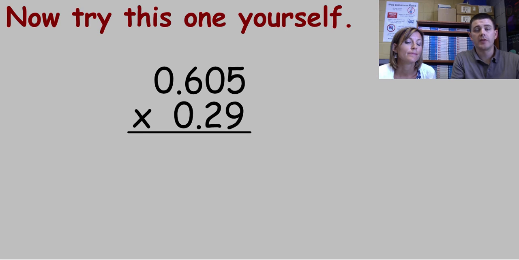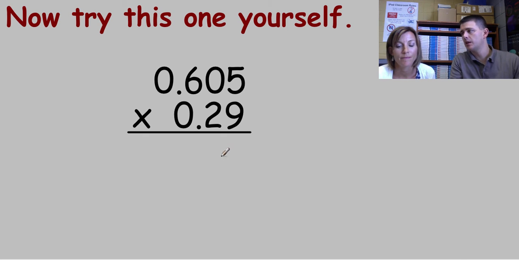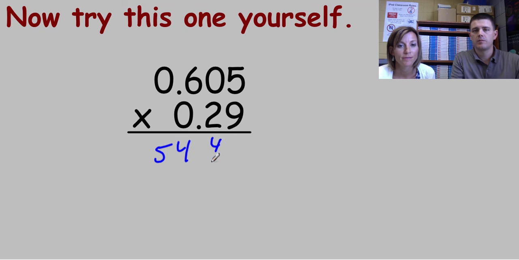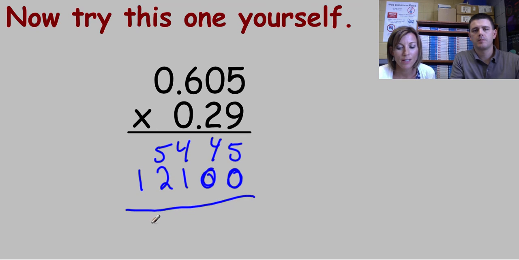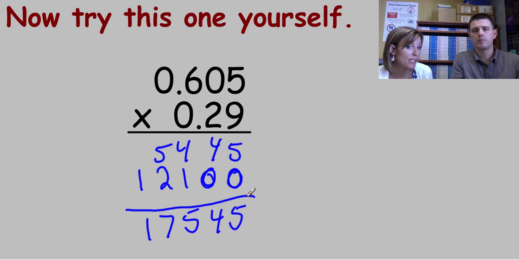All right, so we've got this one set up for you. Now it's time to check: did we do the problem correctly? Notice we didn't bother with lining up our decimal points, so we don't care when we set up the problem. We're just going to count those decimal points later. So our first row is going to be 5,445. Our second row is going to read 12,100. Our sum is 17,545.